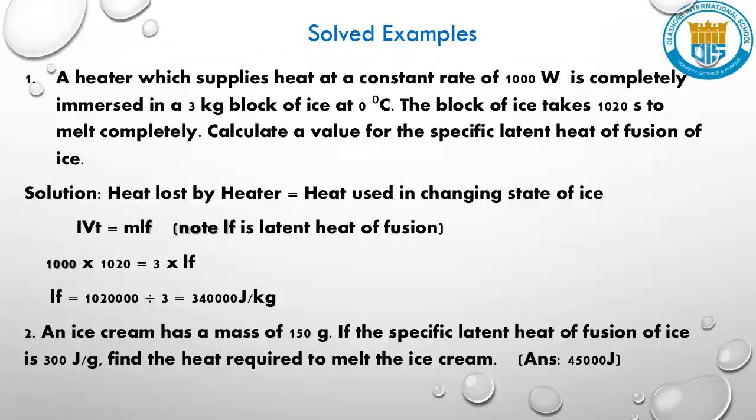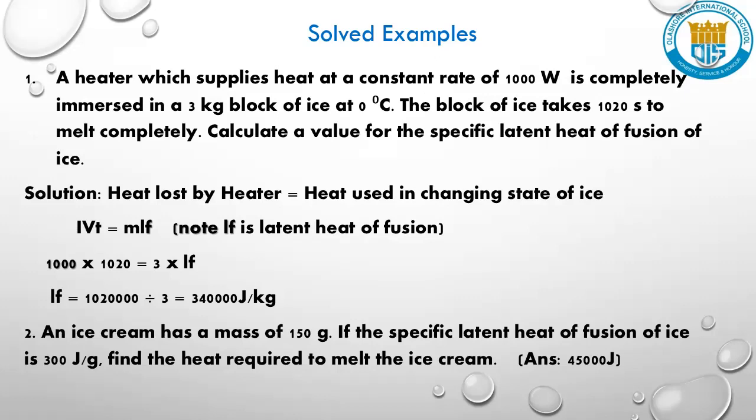Now, solved examples. A heater which supplies heat at a constant rate of 1000 watts is immersed in a 3 kilogram block of ice at 0 degrees Celsius. Now, the block takes 1020 seconds to melt completely. Calculate a value for the specific latent heat of fusion of ice. In this case, the total energy supplied by the heater, which is electrical energy, IVT, is equal to the heat used by the ice in changing state, mL_f.